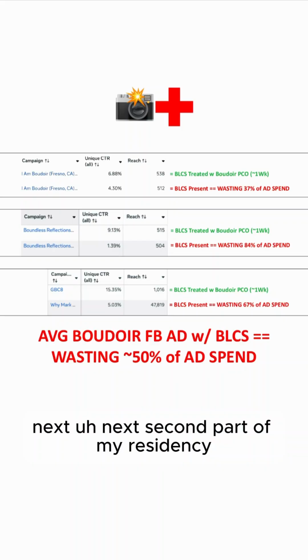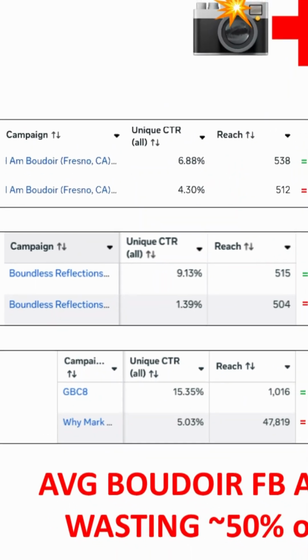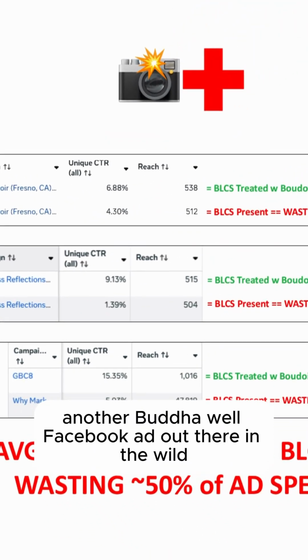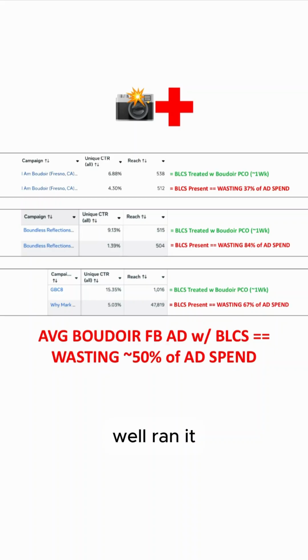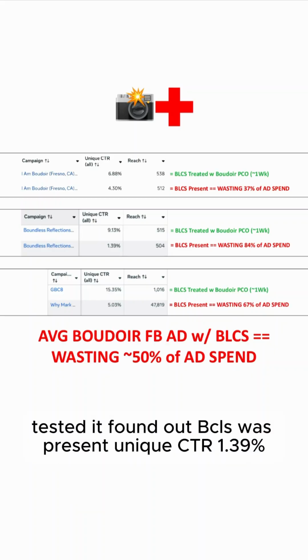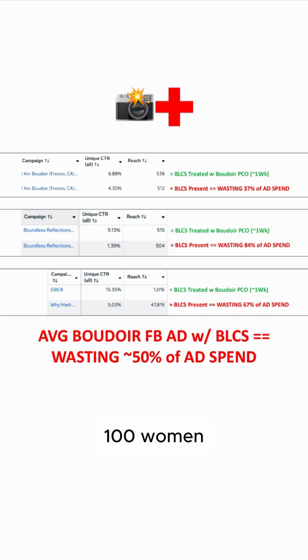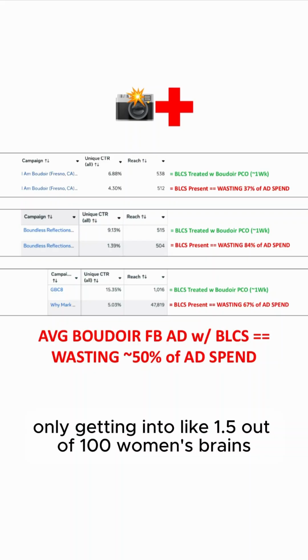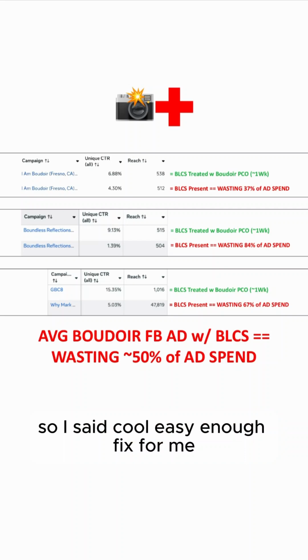Next, second part of my residency, I found another Boudoir Facebook ad out there in the wild, brought it back to the hospital, ran it, tested it, and found out BLCS was present, with a unique CTR of 1.39%. So their ad was only getting into like 1.5 out of 100 women's brains. So I said, cool, easy enough fix for me.